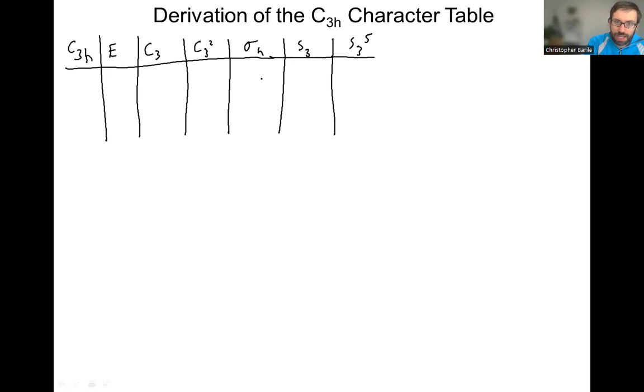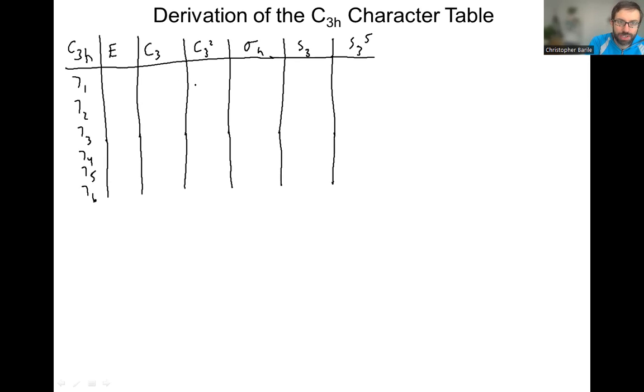If we have 6 classes, our first character table rule, see a previous video about character table rules that I have, means we have to have the same number of irreducible representations. So we're going to have 6 irreducible representations. And the way to figure this out is the first irreducible representation is going to be 1s across the board.